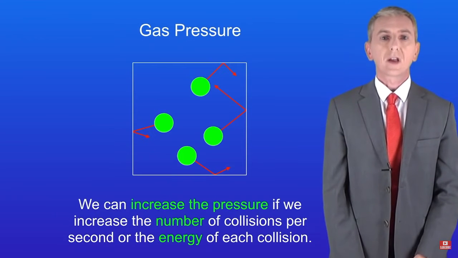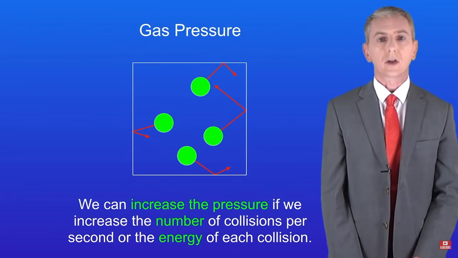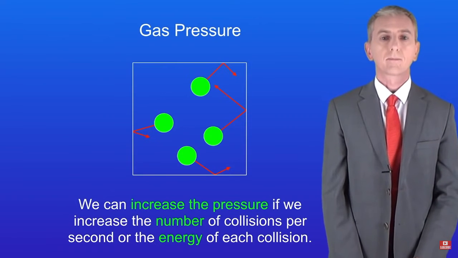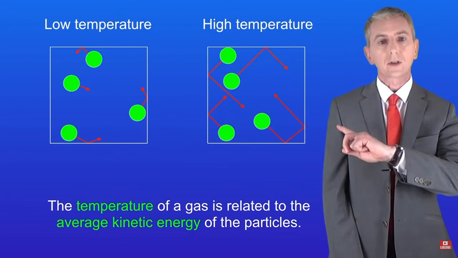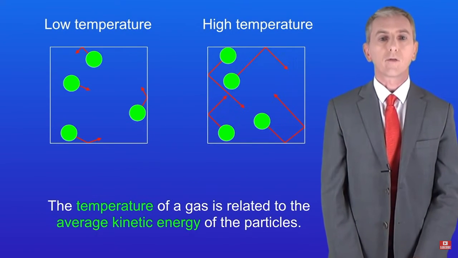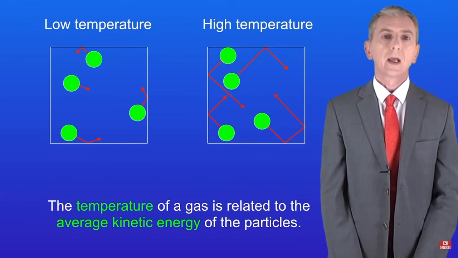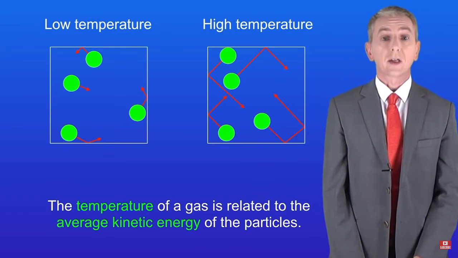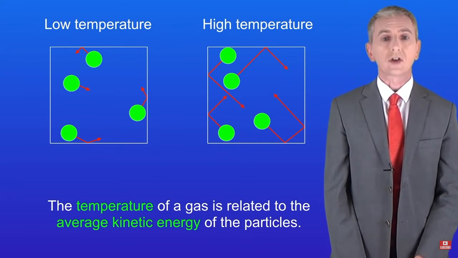Now, we can increase the pressure if we increase the number of collisions per second, or if we increase the energy of each collision. And one way to do that is to increase the temperature of the gas. I'm showing you here two containers containing gases at different temperatures. The first key idea you have to get is that the temperature of a gas is related to the average kinetic energy of the particles.